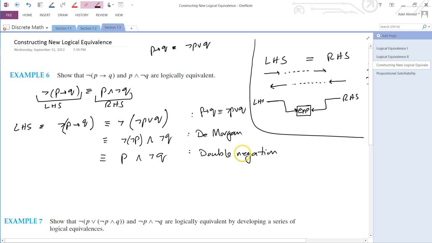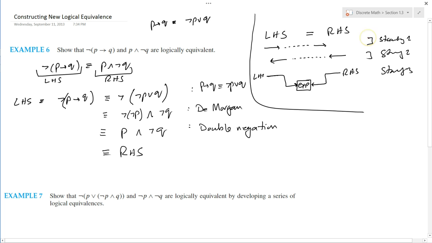Okay, and basically look over here, P and not Q is the right hand side, so we can say which is equivalent to the right hand side. And there you go. As you have seen, we have used this strategy number 1, where we started from the left hand side, we applied some logical expressions, and we ended up with the right hand side. And this is the answer to example 6, and this is the way that we use to prove logical equivalencies between two expressions.